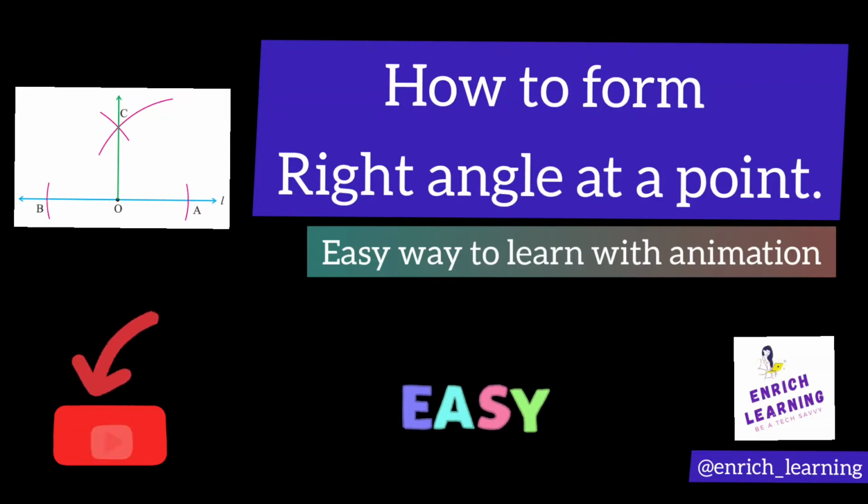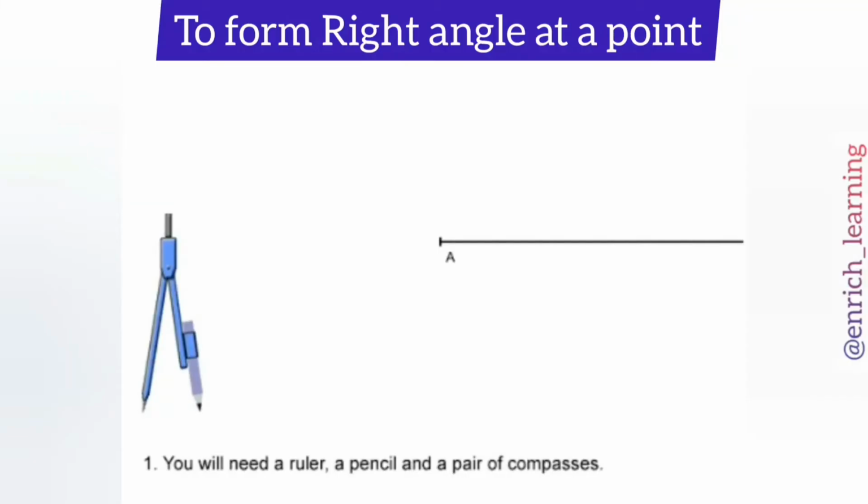How to form a right angle at a point. For this purpose, you will need a ruler, a pencil, and a pair of compasses.